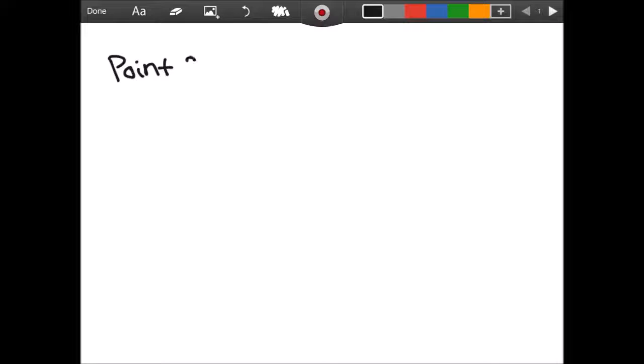Today we're going to be talking about point slope form. You can also hear this called point slope formula, and that's okay as well. It is exactly what it sounds like. A teacher is going to give you a point. She's also going to give you a slope, and you have to put it into a certain form, okay?